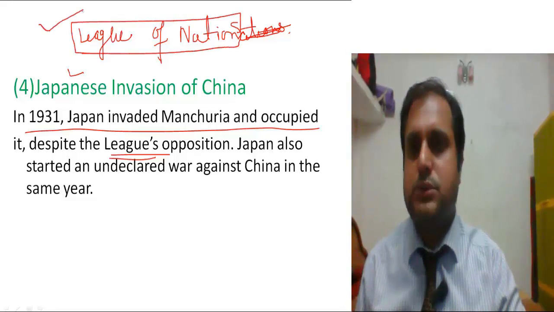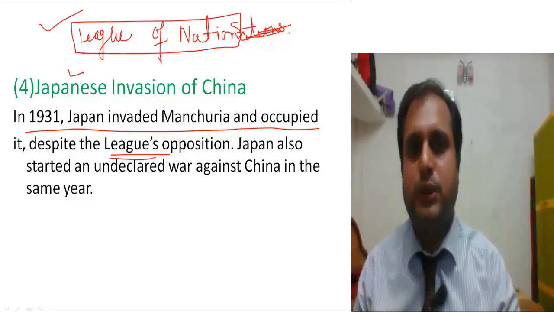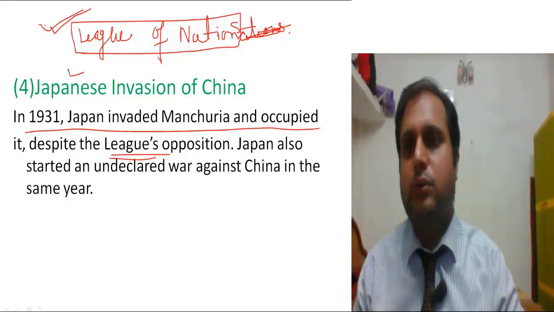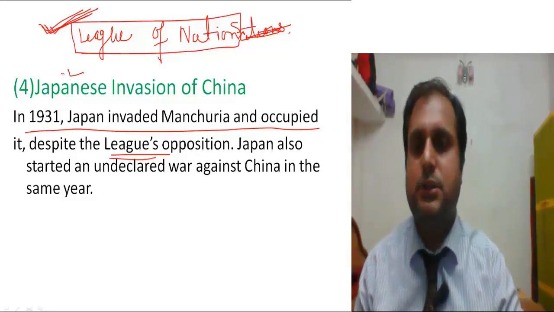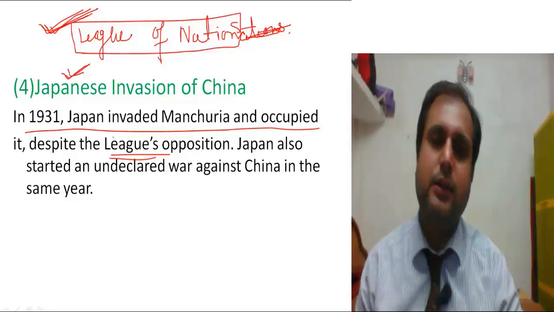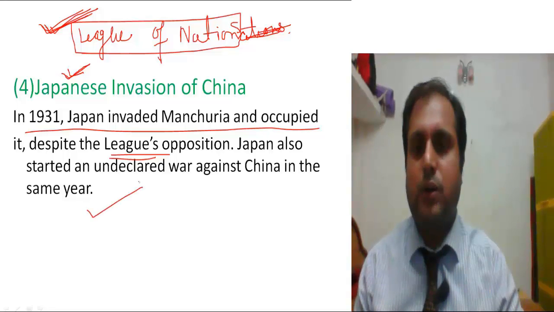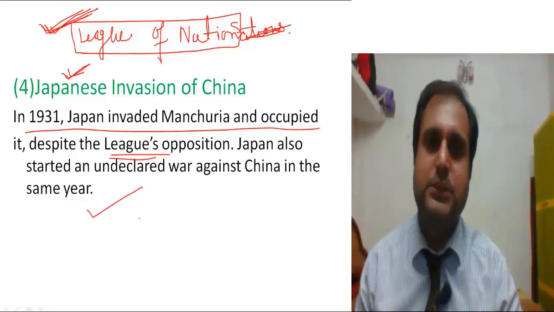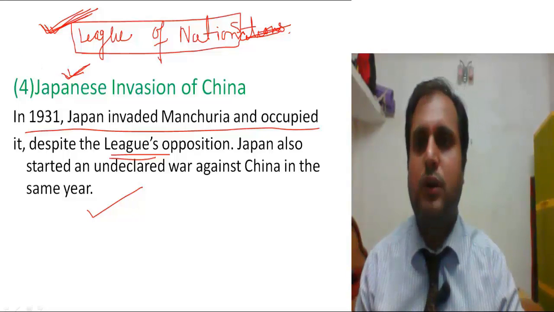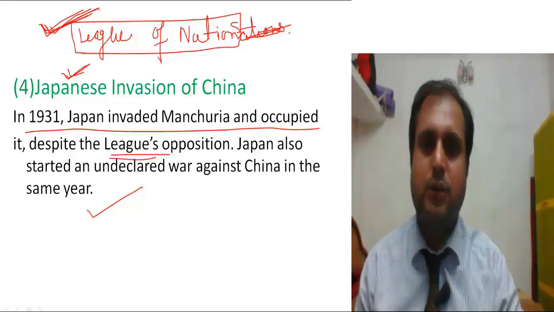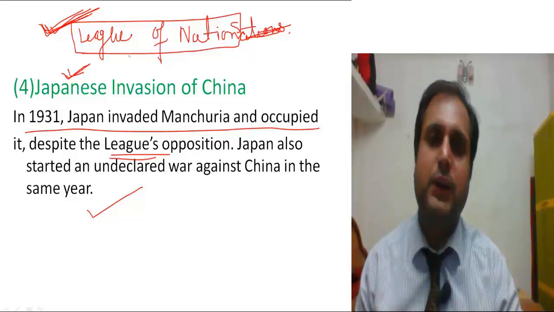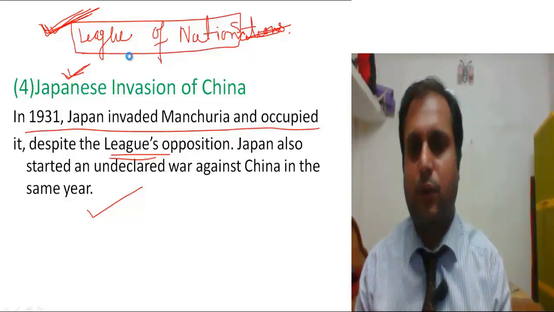But it took no response after the Japanese attack on Manchuria, and it did not take any action against Japan for attacking China and Manchuria. So it is also another cause. The League's failure to protect and maintain peace is called a most important factor for the outbreak of the Second World War. The ineffective working of the League of Nations is another cause for the Second World War.